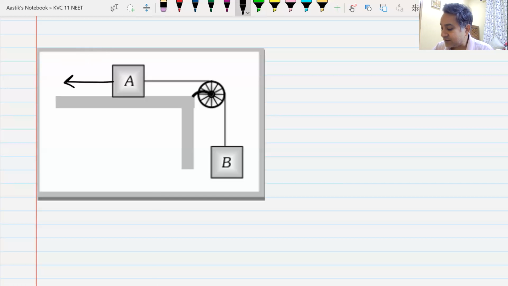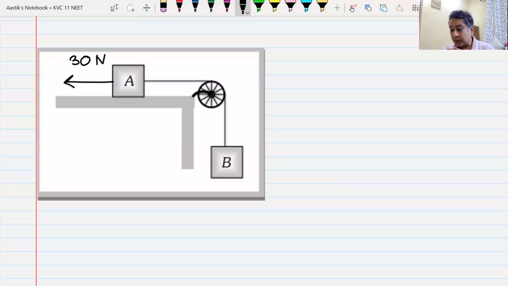Now I change the question and I make it 30 newtons here. And then I ask you the same question. What is the acceleration of the blocks? 0. Both forces are equal, so it will not move.